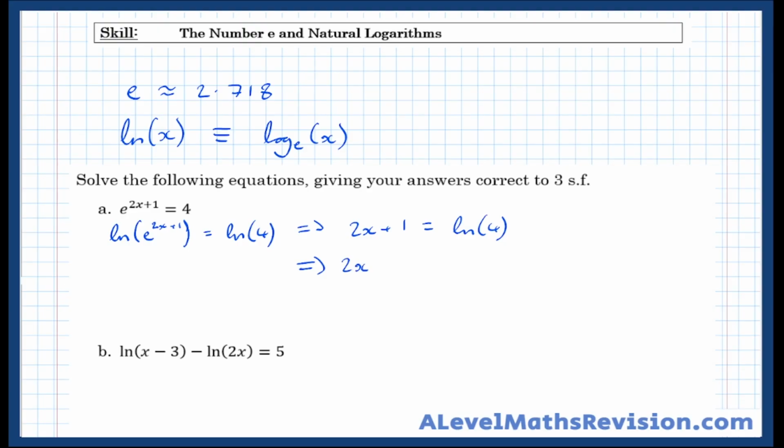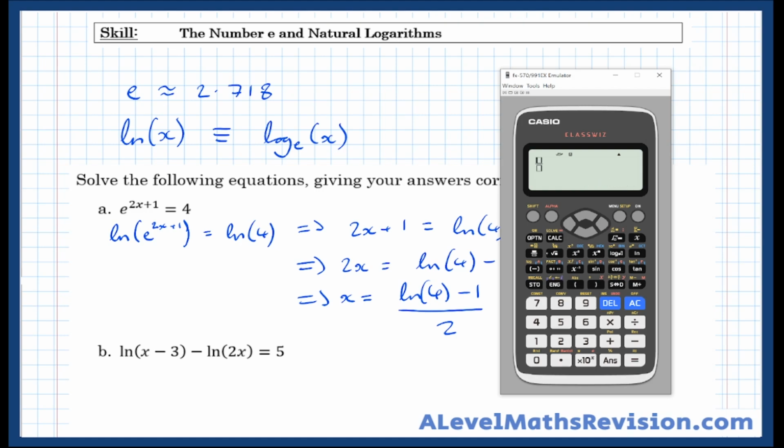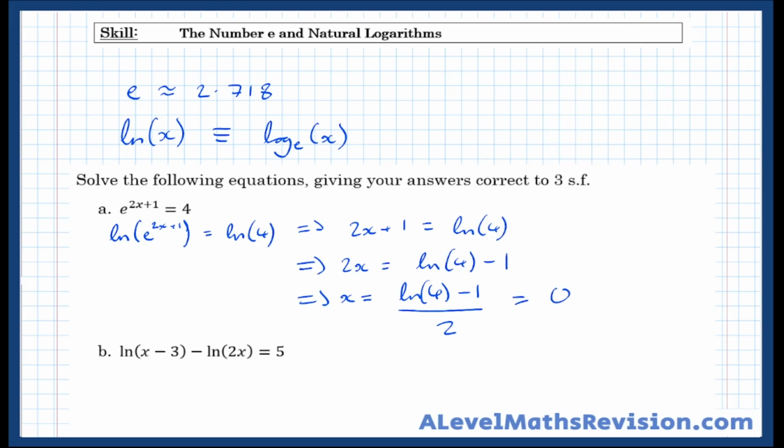Okay, so we've got 2x equals log 4 minus 1, which means that x equals log 4 minus 1 over 2. Let's put that in the calculator: log of 4 minus 1 over 2 equals 0.193 to three significant figures. 0.193 is the answer.